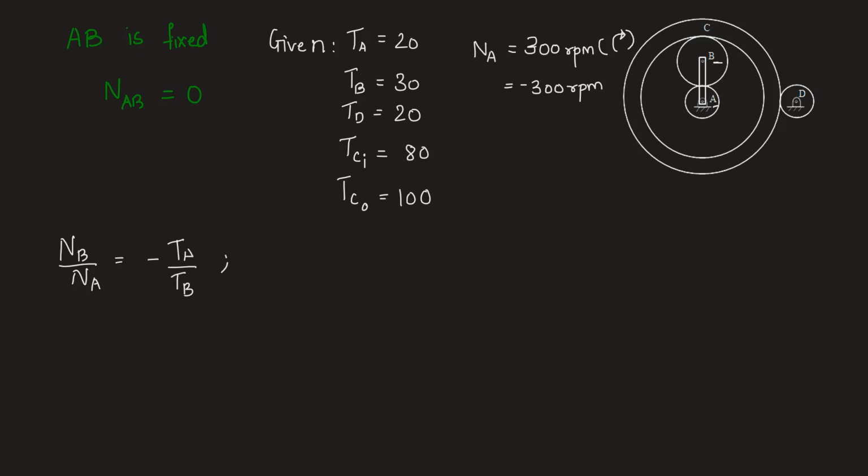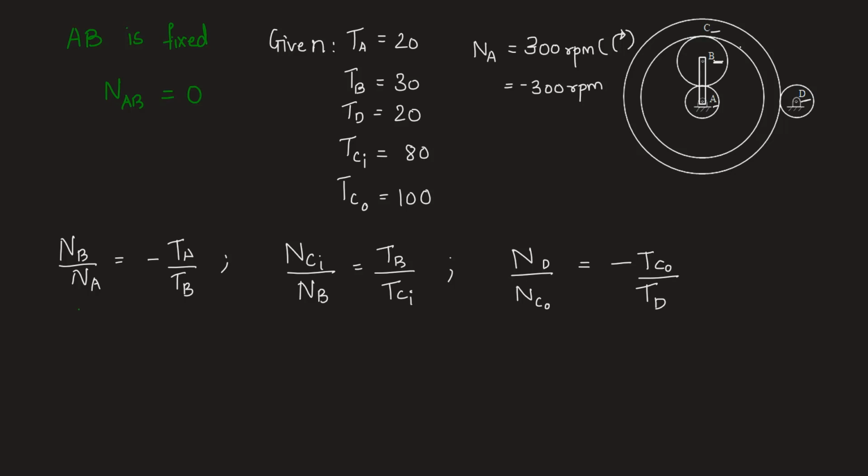Then we can write the relationship between gear B and gear C. B is meshing with the internal teeth of gear C. Therefore, NC inner by NB will be equal to, since the inner surface of C meshes with the outer surface of B, this ratio will be TB upon TCI. It will be a positive ratio, not a negative one. Also, we can write a relationship between gear D and gear C. So ND upon NC outer is equal to minus TC outer upon TD, negative because these are externally meshing.